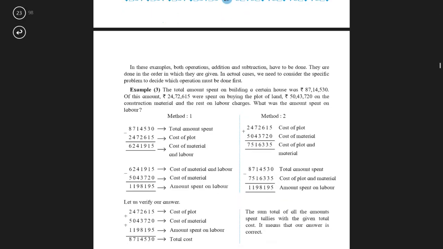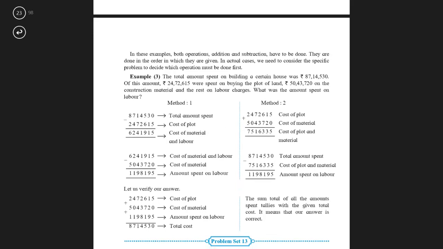Now look at example 3. The total amount spent on building a certain house was rupees 87,14,530. Of this amount, rupees 24,72,615 was spent on buying the plot of land, rupees 50,43,720 on the construction material, and the rest on labor charges. What was the amount spent on labor?